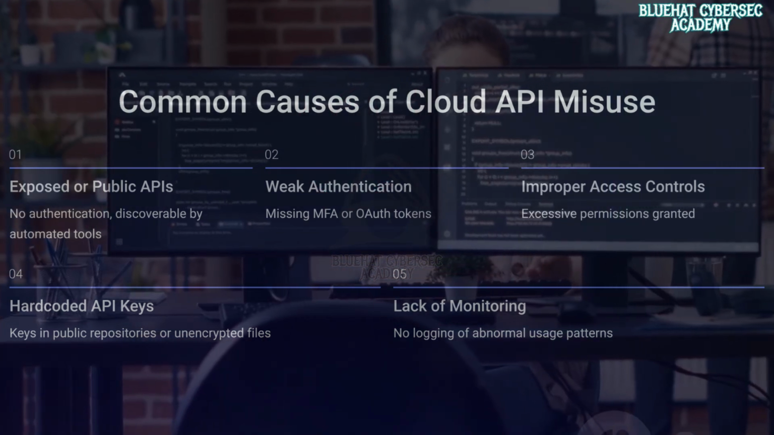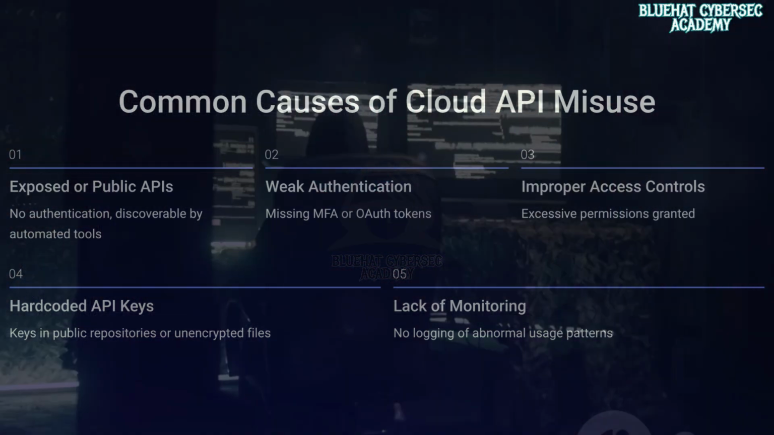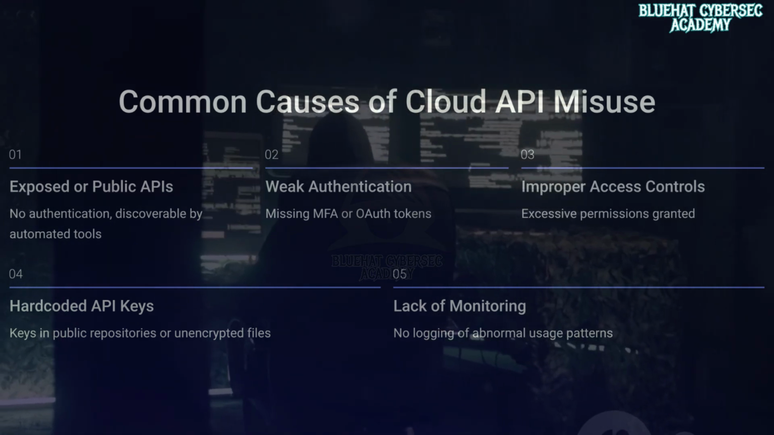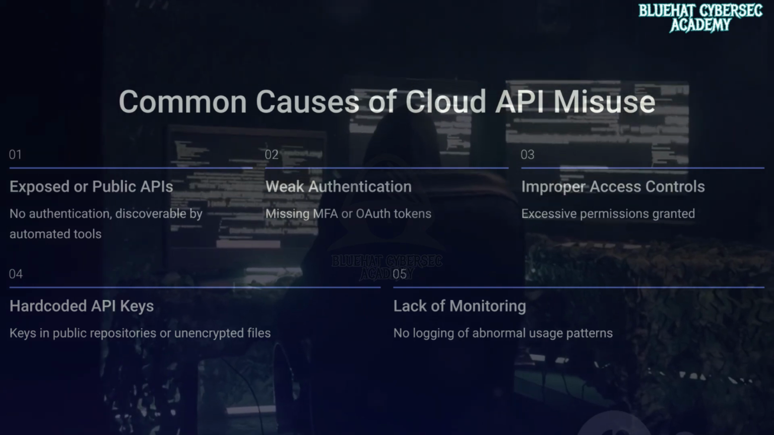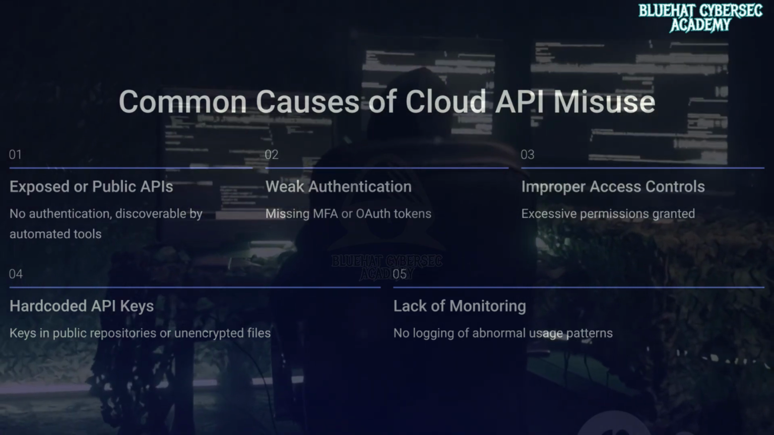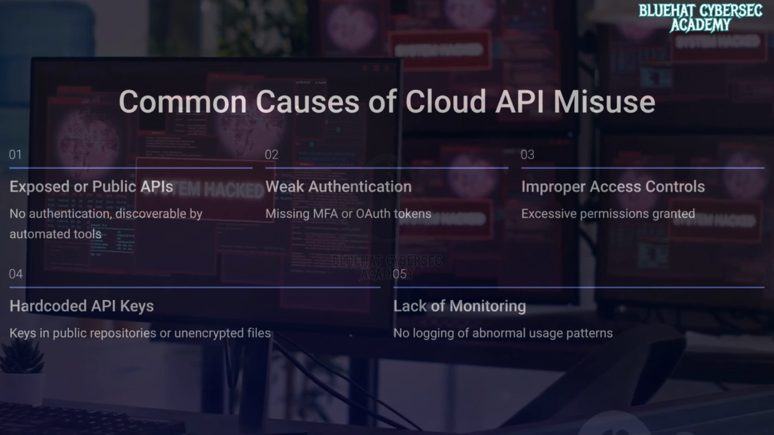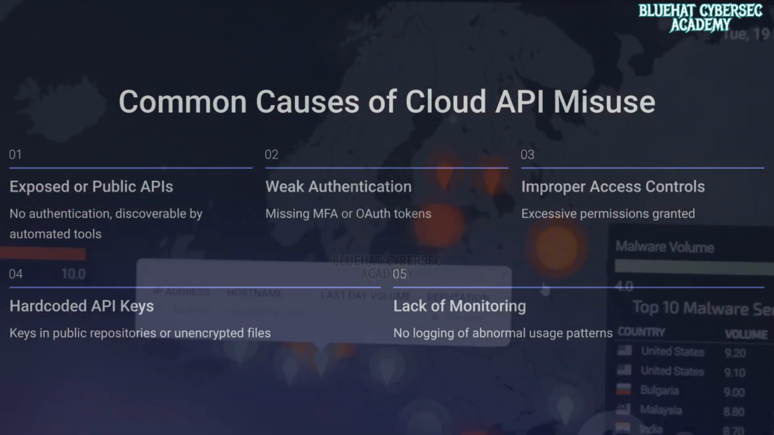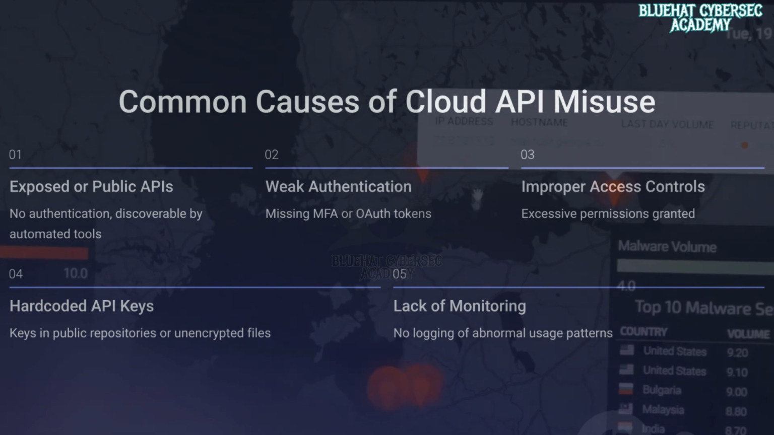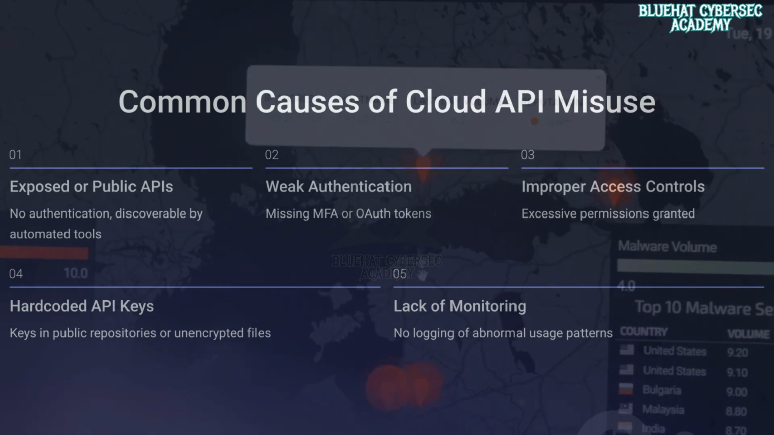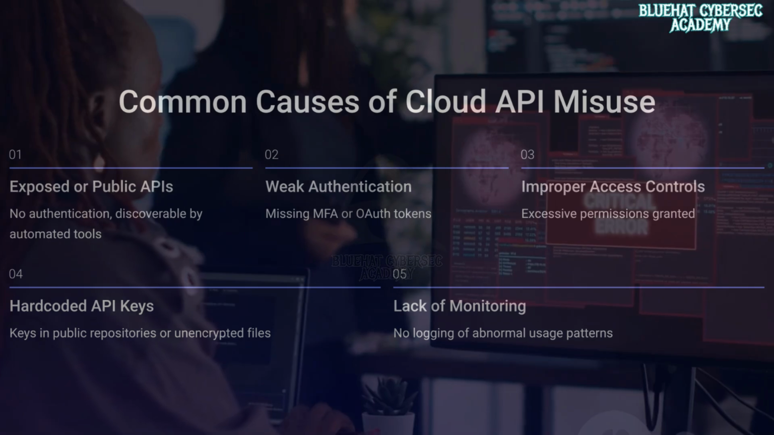Fourth, hard-coded or leaked API keys. Storing API keys in public code repositories or unencrypted configuration files exposes them to attackers who can impersonate legitimate users. And finally, lack of monitoring and logging. Without proper monitoring, abnormal API usage, like repeated failed requests, can go unnoticed, giving attackers free rein.